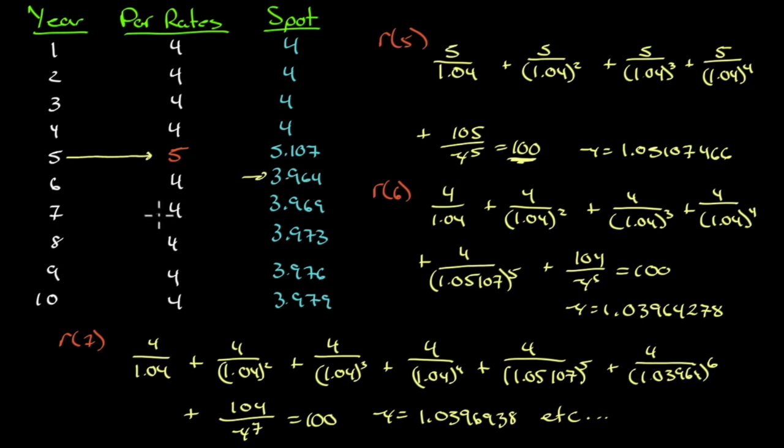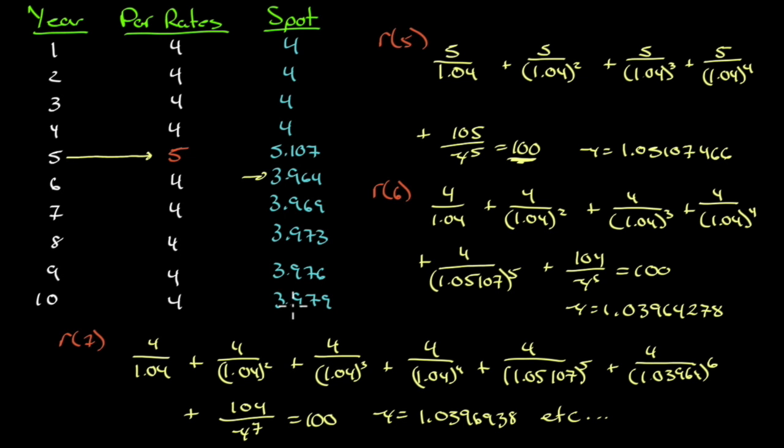Let's go to the 7-year. And remember now, this is still at 4%. So how do we find the 7-year spot rate? We do the same thing. We discount all of our 4s and our 104 by the exact spot rates. This one is discounted by 1.05107, this one by 1.0396, whatever, to the 6th, and we solve for x to the 7th. We get 1.03969. Look what's going on here. These are not all the same, right? 3.964, 3.969, 3.973, 3.976, 3.979.